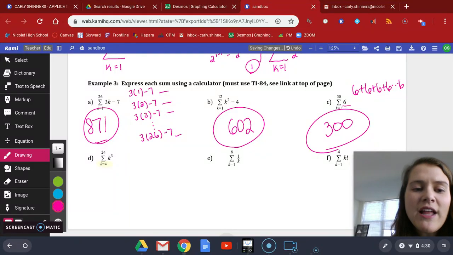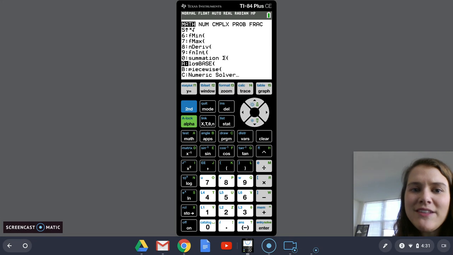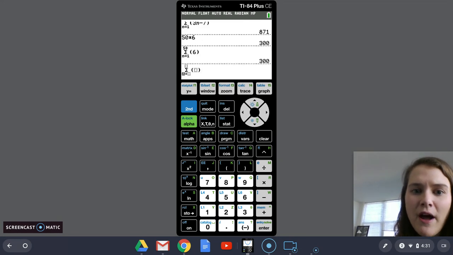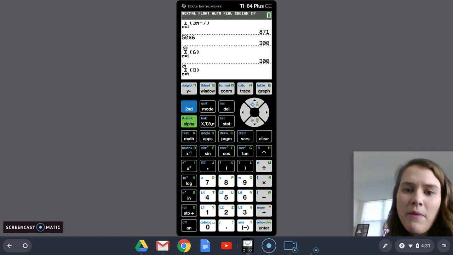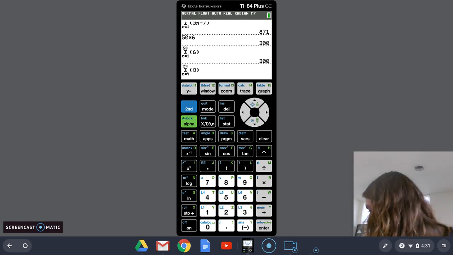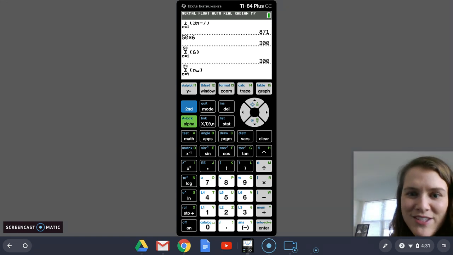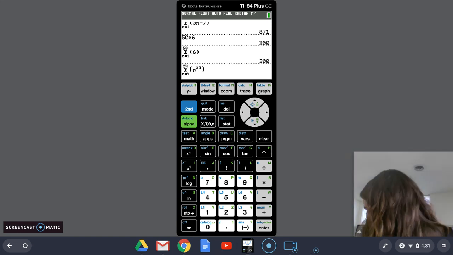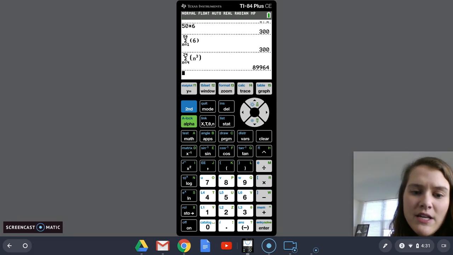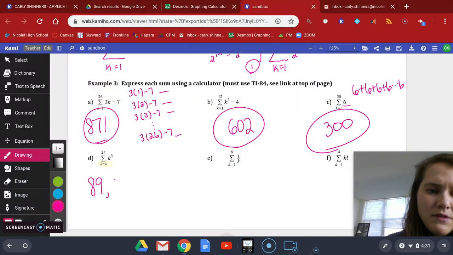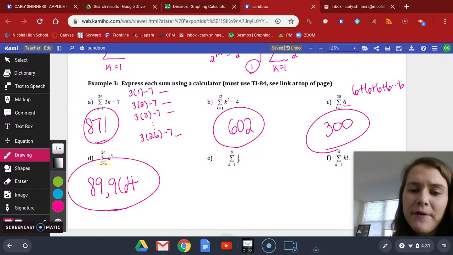Alrighty. Let's try letter D here. So this is the one I told you to watch for, because as you can see, I'm not starting at 1, I'm starting at 4. So n equals 4 to 24. So maybe for whatever reason, I want to count up the 4th to the 24th months of rent I've paid or something, right? So you don't always want to start at 1, maybe. And then we're cubing that. So I imagine a fairly large number. There it is. 89,964 is the sum for that one.